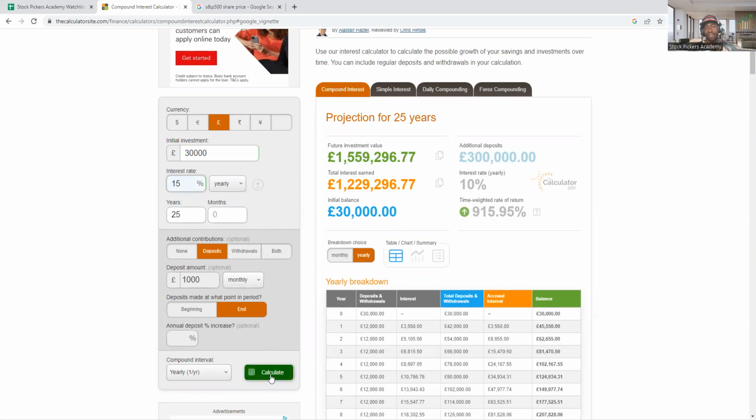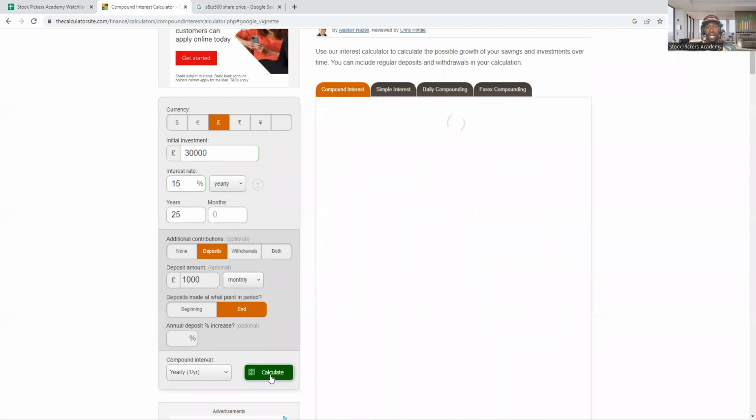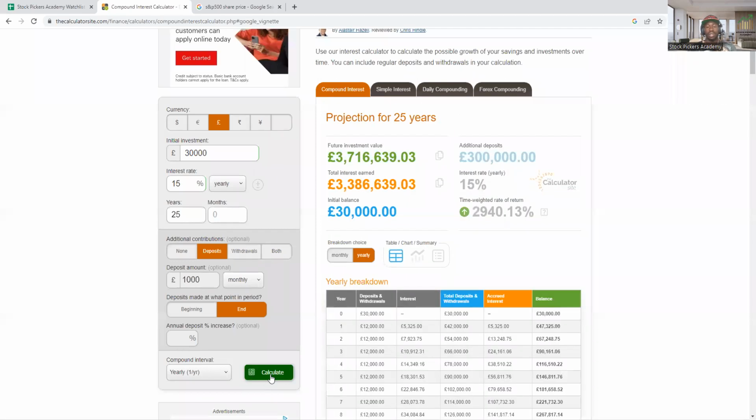Close your eyes, have a look, open your eyes: 15%, 3.7 million. If you can average 15% each year with house deposit money and a £1,000 a month direct debit and build a long-term stocks portfolio, you can do really, really well. However, we don't need to do that.